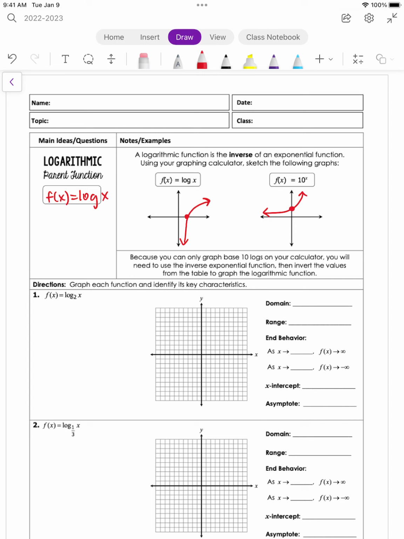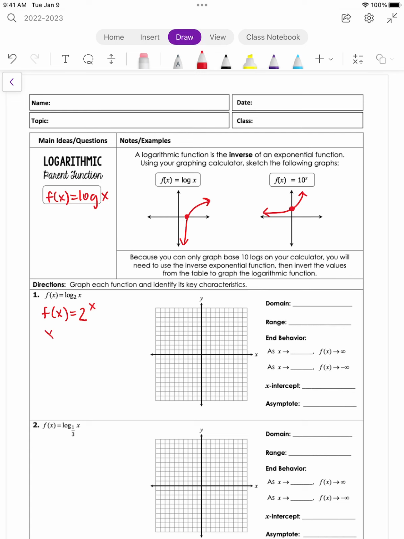Log base 2 of x. I can rewrite that as an exponential function. So I'm going to rewrite it. We see the base is 2. So in an exponential, we're going to say base of 2 to the power of x.